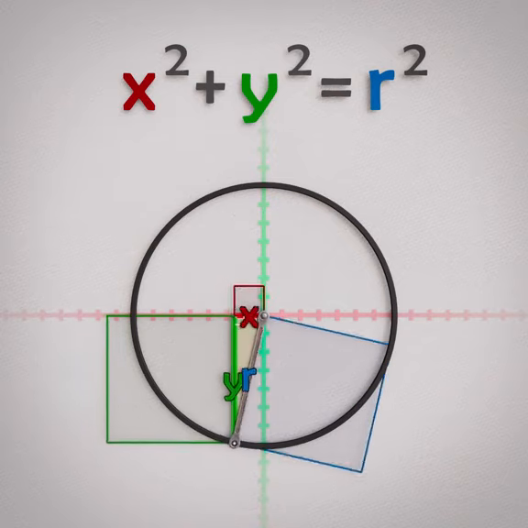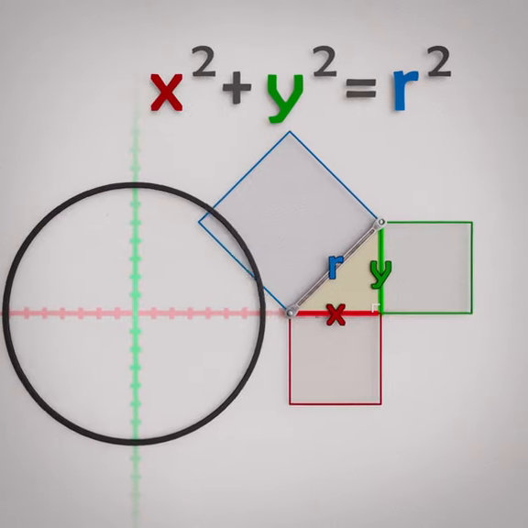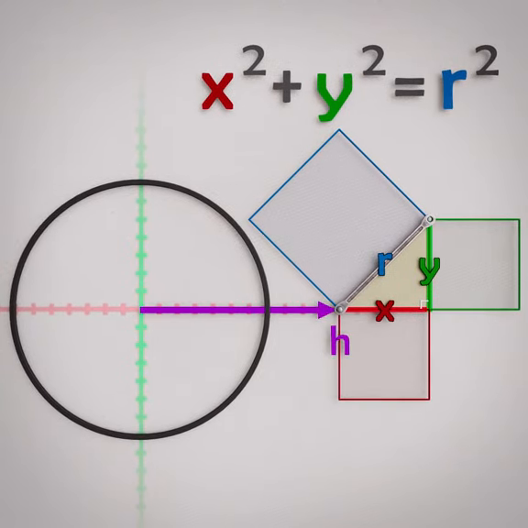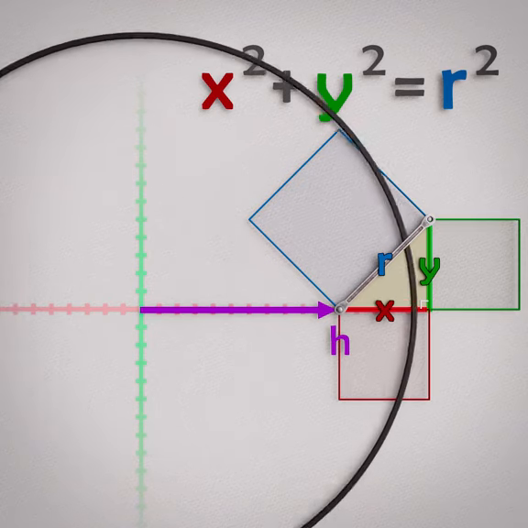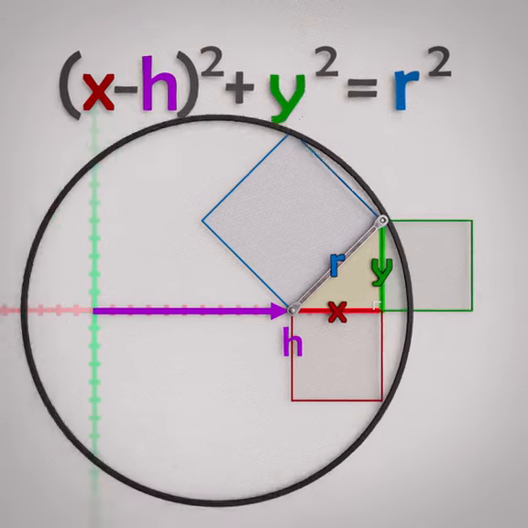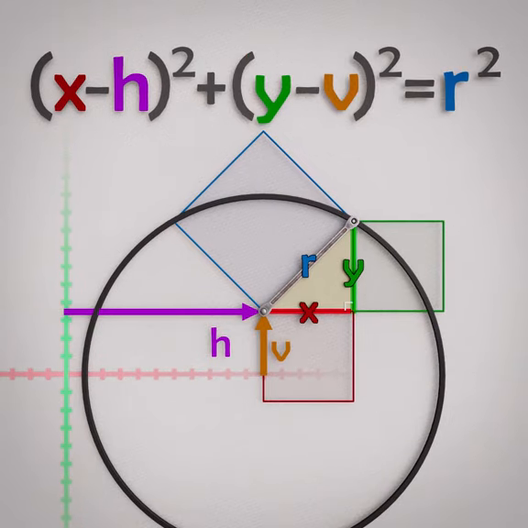Instead of locking down the center of the circle at the origin, we could shift it horizontally or vertically. If we offset the center a certain distance to the right, we have to make sure the pattern doesn't mistakenly describe a circle with a bigger radius. So we have to subtract that offset amount from our x location to keep the relationship in balance. If we shift the center up vertically, we'd have to subtract that offset amount from our y location to maintain balance.